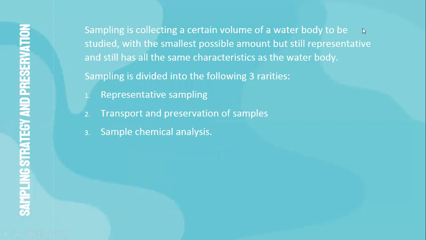Sampling strategy and preservation. Sampling is collecting a certain volume of a water body to be studied with the smallest possible amount, but still representative and still has the same characteristics as the water body. Sampling is divided into the following varieties: one is representative sampling, and the second is transport and preservation of samples and sample chemical analysis.